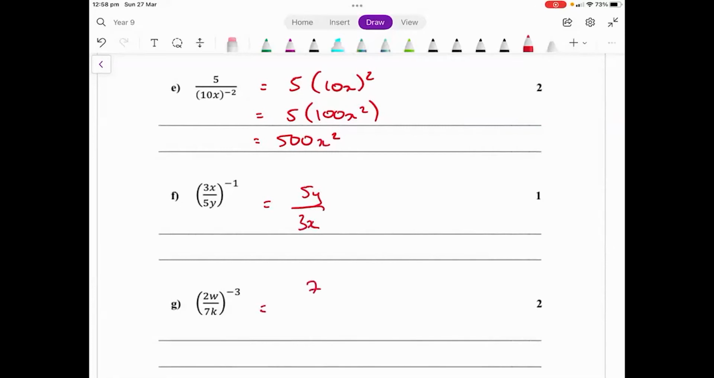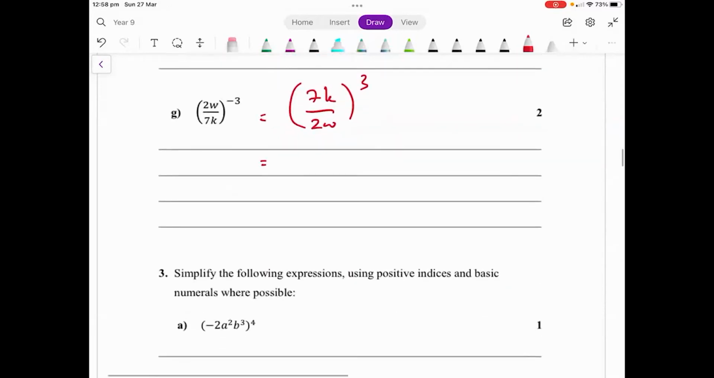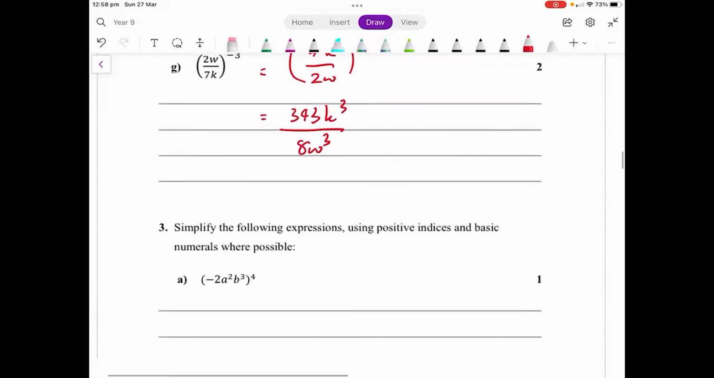Question G, we get rid of the negative part of the power first. So we flip the fraction upside down. 7k moves to the numerator, 2w goes to the denominator, and the negative disappears. Next, we multiply to get rid of those brackets. 7 to the power of 3 is 343. K to the power of 3 is k cubed. 2 to the power of 3 is 8. And w to the power of 3 is w cubed. So our final answer is 343k cubed all over 8w cubed.